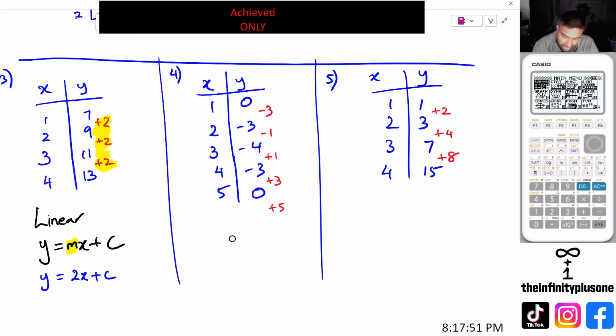So for example, at the moment you've got 4, 3, 2, 1, and we're going to go to 0. And if I look at the y values, if I follow the pattern, 13 minus 2 is 11, 11 minus 2 is 9, 9 minus 2 is 7, 7 minus 2 should be 5. So this equation would become y equals 2x plus 5. Now that's one of the easiest ways to do it from a table.